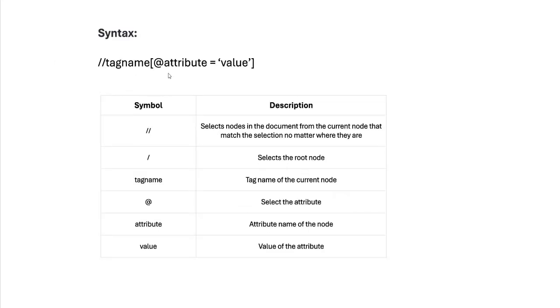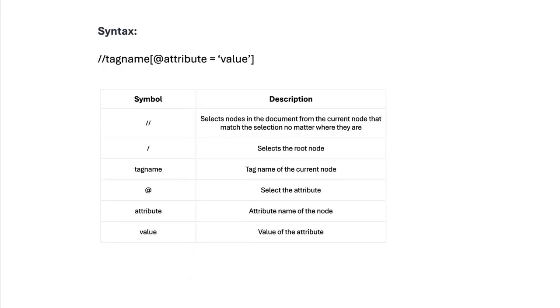This is how the syntax of XPath looks: double slash, tag name, at the rate, attribute equal to the value. Here, what does this double slash represent? It selects the node in the document from the current node. So basically, from the middle of the web page, we can start to identify an element using this double slash, whereas the single slash selects the element from the root node. Then there is the tag name of the current node.